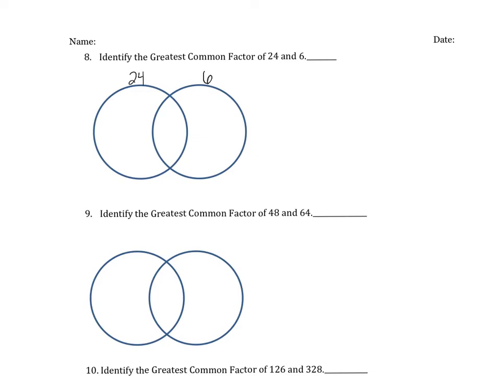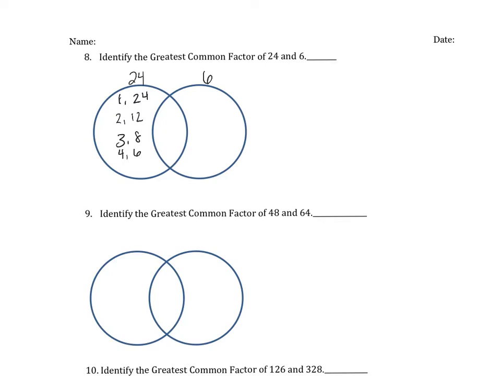So I know, here we go, 1 and 24 are factors. Can 2 fit into 24? Yes, it's 2 and 12. Can 3 fit into 24? Yes, it's 3 and 8. Can 4 fit into 24? Yes, it's 4 and 6. Can 5? No, and then we got back to 6, so we know that that's good. So those are all the factors of 24.